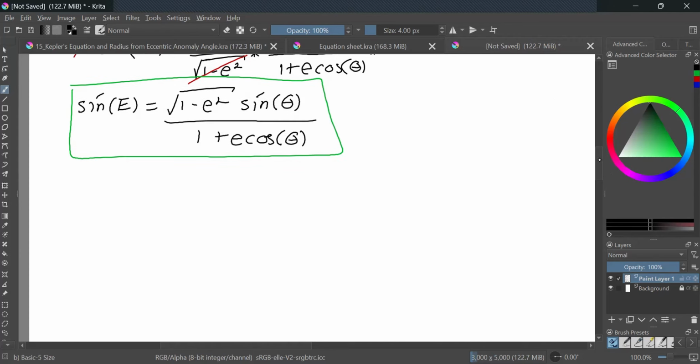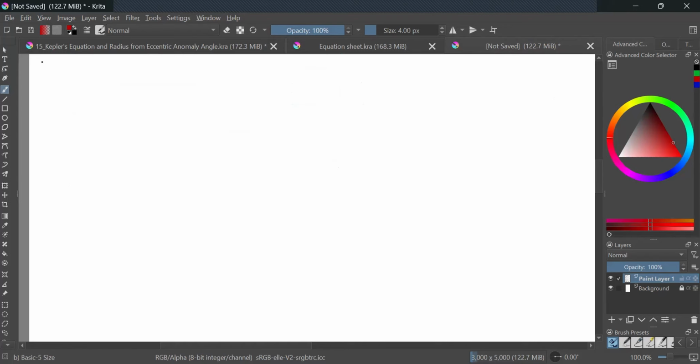And just to really hammer that point home, we'll do an example. This is going to be a quick setup. We will need an eccentricity, and we will need a theta. And here's where I pull the rug out from under you guys. We're going to be looking at a different eccentricity.